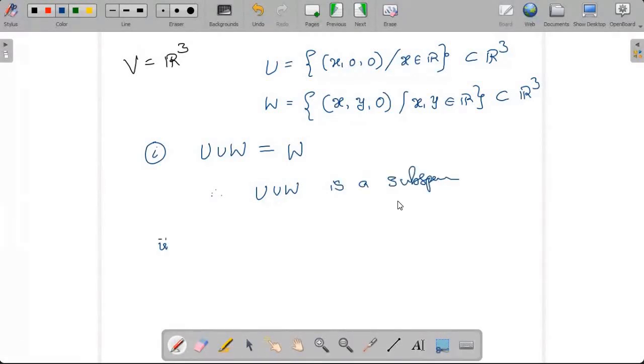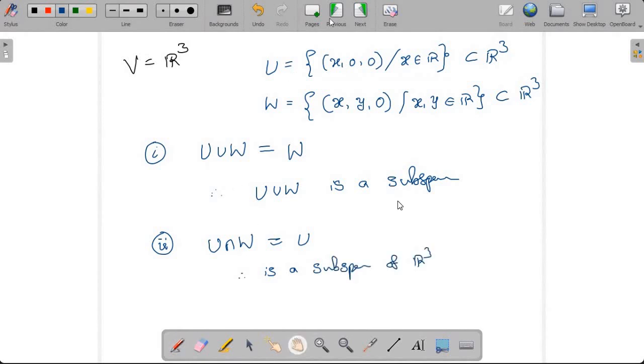Okay. And the second thing, if you look at U intersection W, xy plane intersection with x-axis is nothing but just the x-axis, no? So that is what U. And you know U itself is a subspace. Therefore, U intersection W is a subspace of R3.